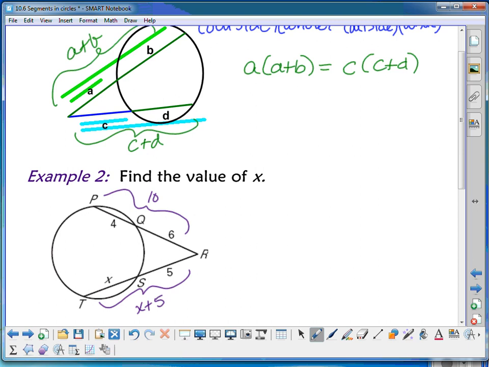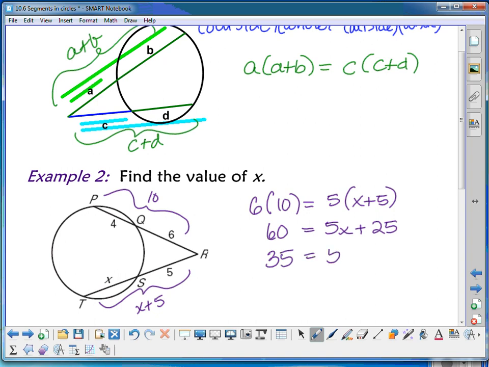So the outside, 6, times the whole thing, 10, has to equal the outside, 5, times the whole thing, x plus 5. 6 times 10 is 60, and then I distribute my 5, and I get 5x plus 25. Then if you subtract 25 from both sides, you get 35 is equal to 5x. And so x would have to equal 7 in this case.